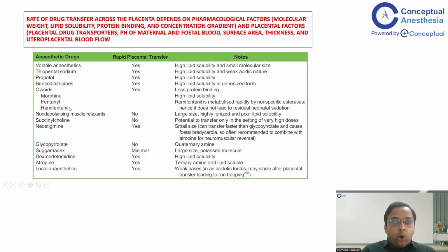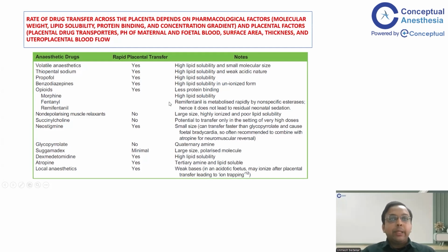So among all the drugs that we are using in anesthesia practice, which undergo rapid placental transfer and why, this table summarizes them. Volatile anesthetic agents, thiopentone, propofol, benzodiazepines, all undergo rapid placental transfer in view of high lipid solubility. Again, opioids like morphine, fentanyl, and remifentanil undergo rapid placental transfer. Remifentanil per se is important here because it is metabolized rapidly by non-specific esterases. Hence, it does not lead to residual neonatal sedation.